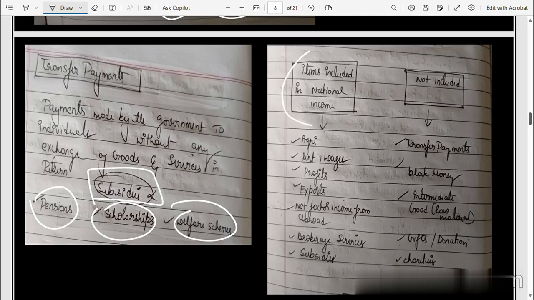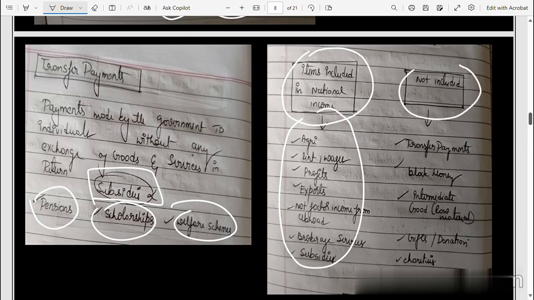Here, what are the items included in national income? The agricultural production, rent, wages, profits, exports, net factor income from abroad, as I told you, then brokerage service, subsidies. Subsidies are an expense of the nation. These are all included in national income.